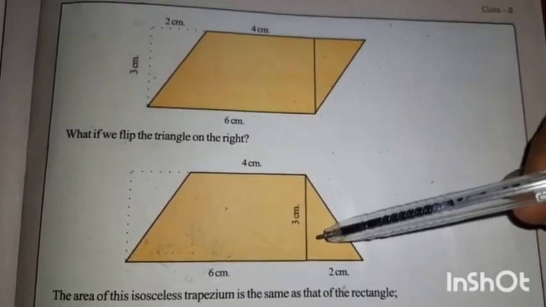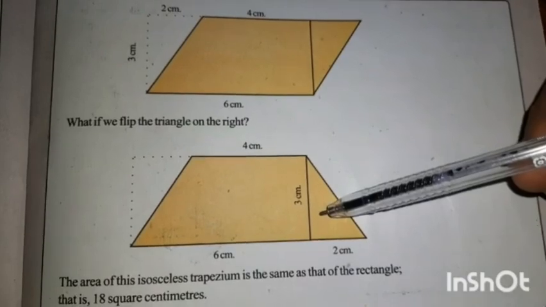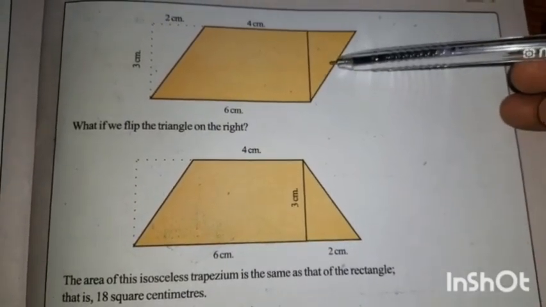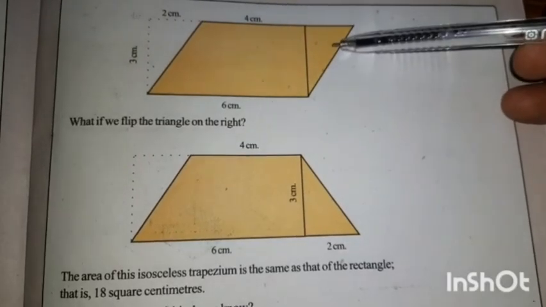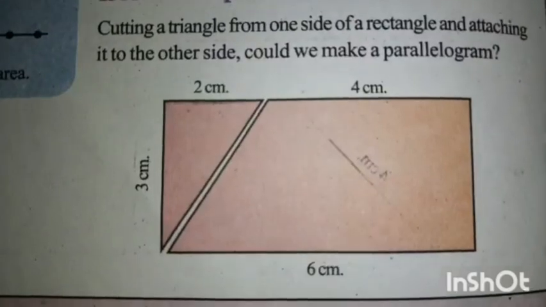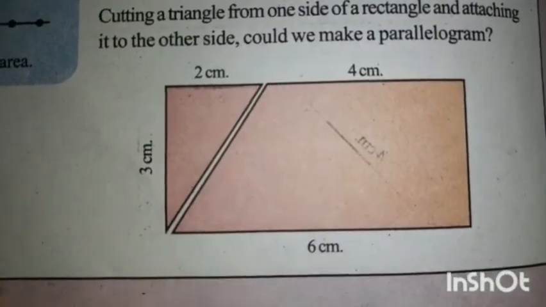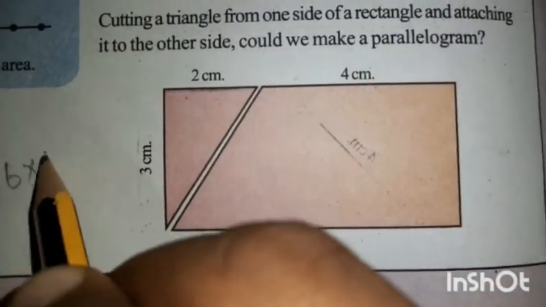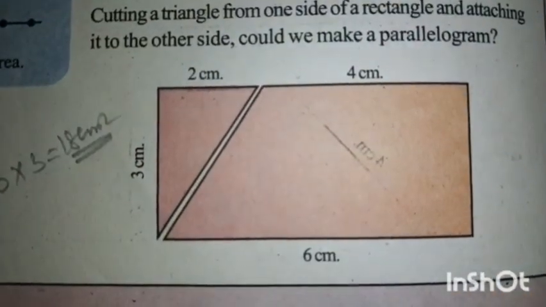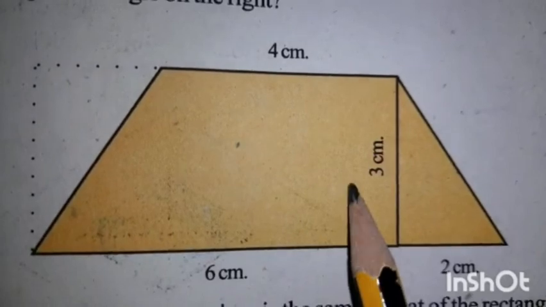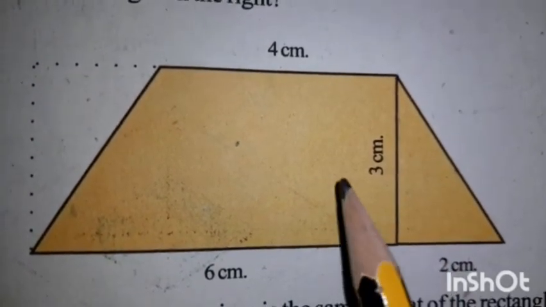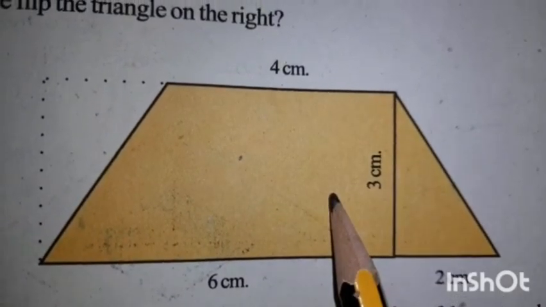Okay, the shape is a trapezium. This is the shape of a trapezium. This is a parallelogram. By interchanging this triangle, we will get the trapezium. The area of this rectangle is how much? 6 into 3, 18 centimeter square. Area of this isosceles trapezium is same as that of rectangle, also 18 centimeter square.